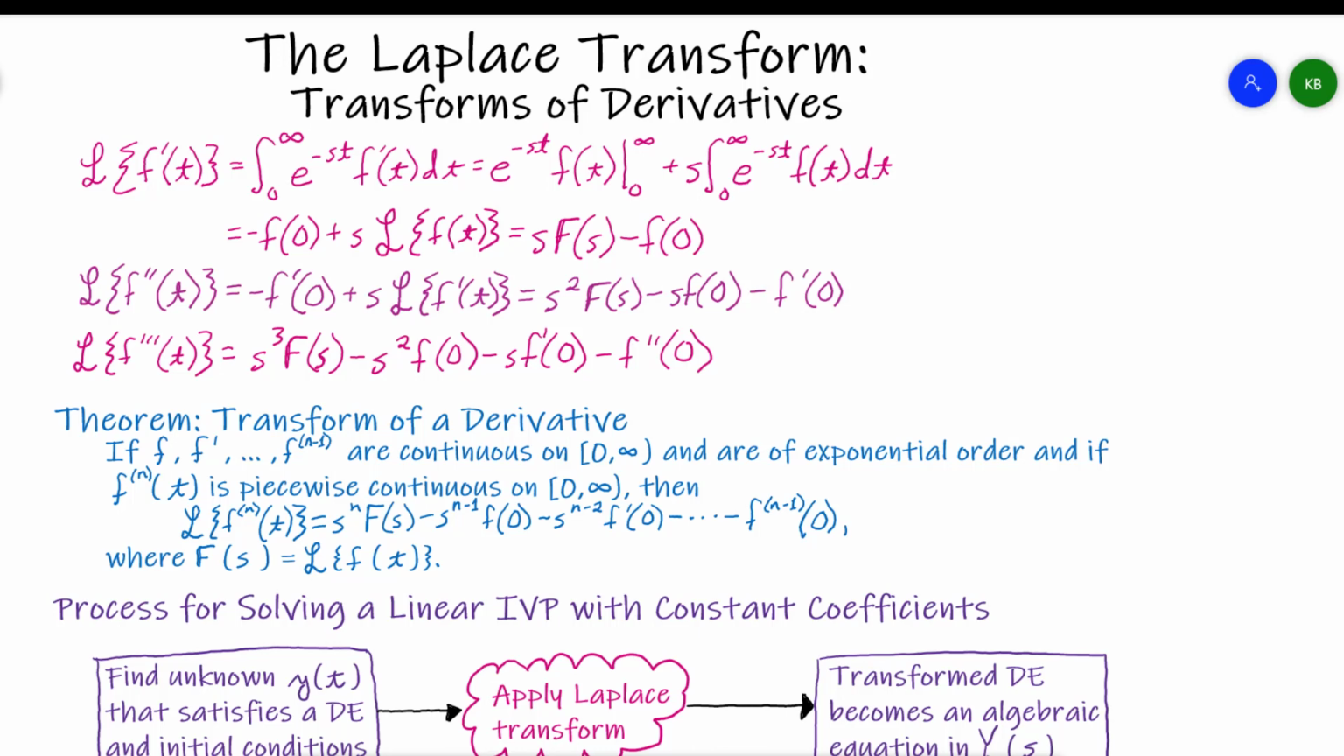You might be catching on to a little bit of a nesting pattern that's happening here, and it continues. So if I was going to take the Laplace transform of the third derivative of lowercase f, what I would end up with is s cubed times capital F of s minus s squared times lowercase f of 0, minus s times the first derivative at 0, minus the second derivative at 0. So this pattern continues. And what we have is a beautiful theorem that tells us about the transform of a derivative.